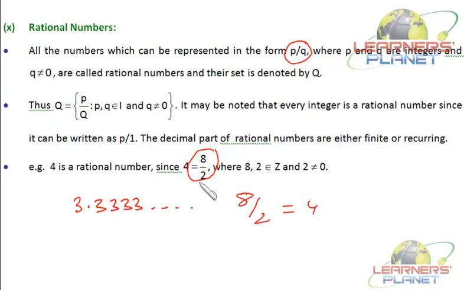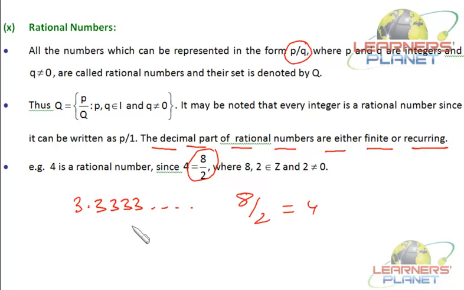So friends, just observe the definition carefully. The decimal part of a rational number is either finite or recurring. Here we see the decimal part is not finite but it is recurring. So it's 3.3333 and the series goes on.